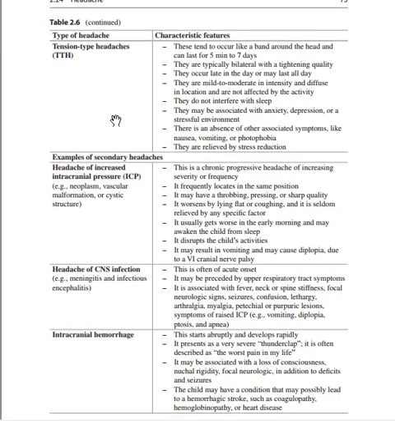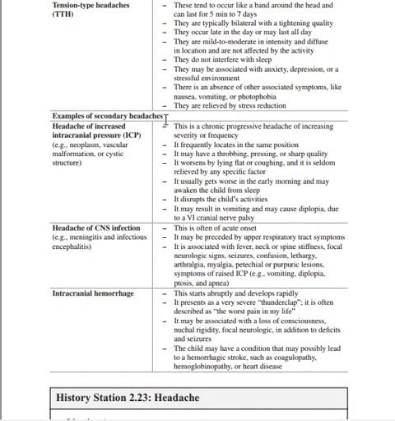Now we have the second type of headache, tension type headache. This tends to occur like a band around the head, and it can last 5 to 7 days. It's a chronic non-progressive type of headache. It's typically bilateral with a tightening quality. They occur late in the day or may last all day. They are mild to moderate in intensity and diffuse in location. They do not interfere with sleep. They may be associated with anxiety and depression. There is absence of associated symptoms like nausea, vomiting, and photophobia.